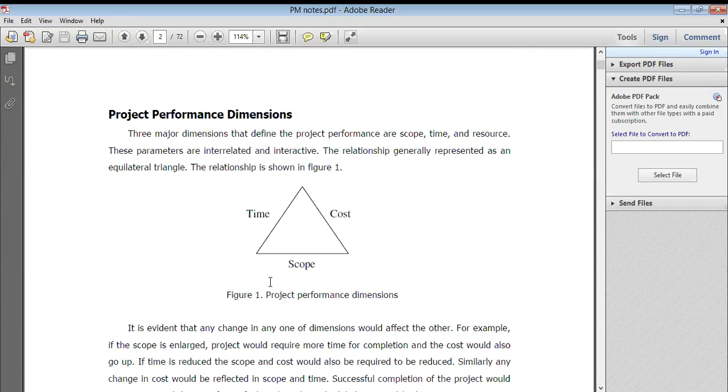Now, the project performance dimensions. The three major dimensions that define project performance are scope, time, and resource, right? Scope means what is the reason to start the project, what is the scope in future, what are the benefits for the public, because whether it's a government project or an industry project, you need to give justification in the scope. Time: how much time you require to complete the project, right? And resources: for that particular project, what kind of tools and techniques are required to complete it.